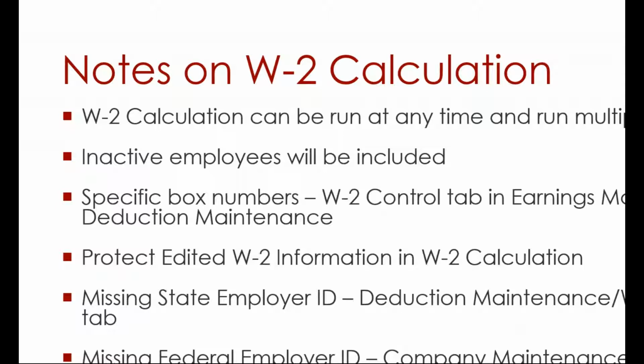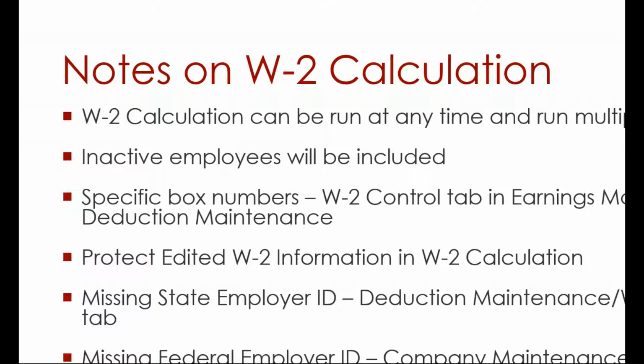Some items to make note of with the W-2 calculations. The W-2 calculation process can be run at any time. You can run it before or after the year-end close has been completed, as long as history is being retained for the year that you wish to calculate for. Now, it is recommended to go ahead and calculate the W-2s before the year is over. Go ahead and run that ahead of time, get a feel for what those numbers are shaping out to be, and then once the last check of the year has been ran, you can go ahead and recalculate those a final time as needed.